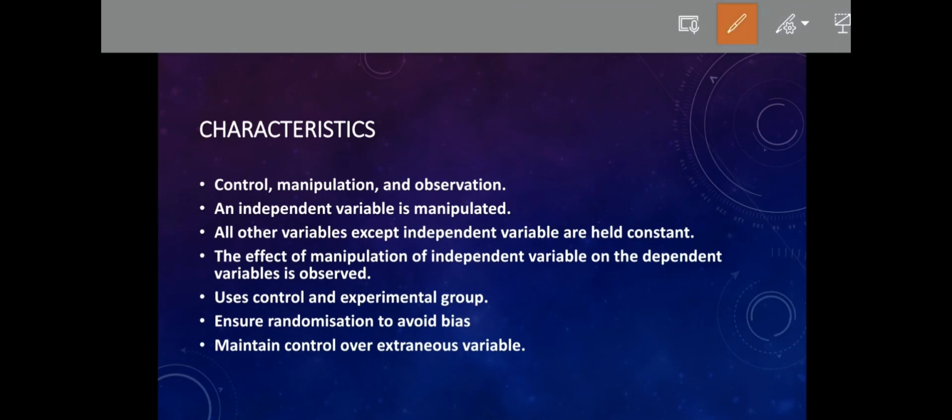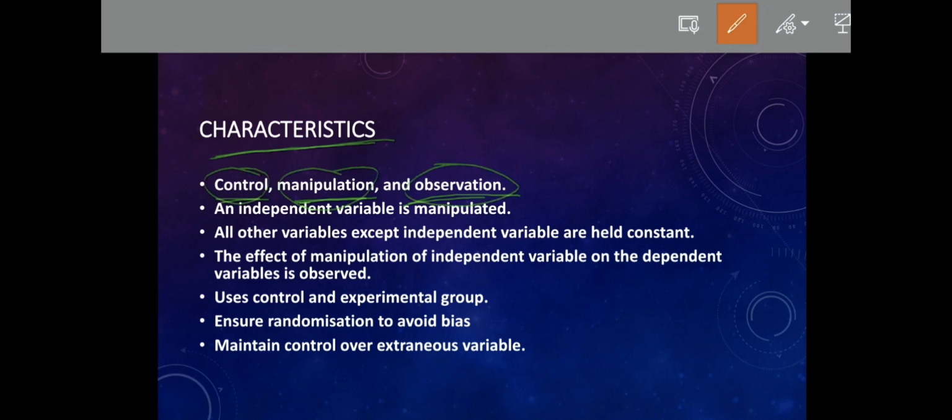Then characteristics. What are the characteristics of experimental research? There are 3 main characteristics. That is, first controlled, then manipulation, then observation. First 3 you have to remember: controlled, manipulation, then observation.